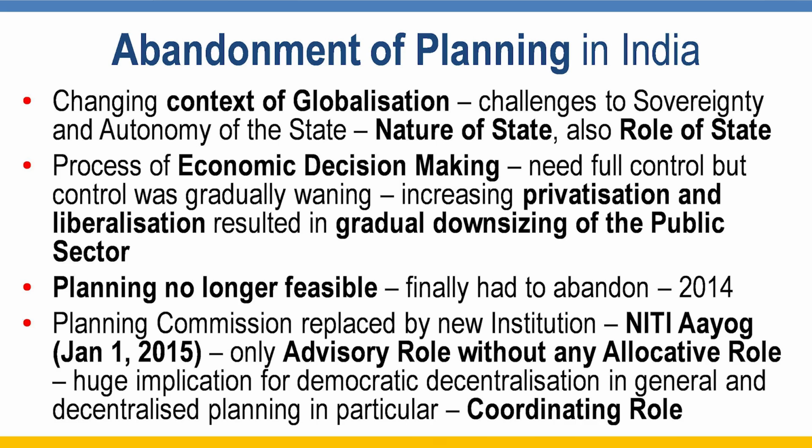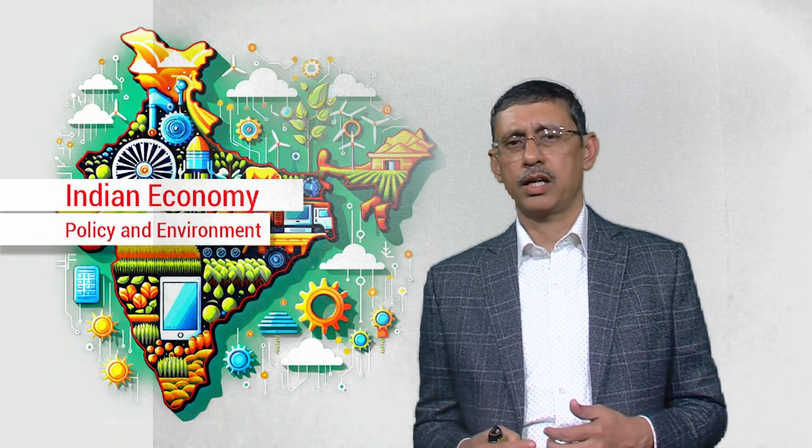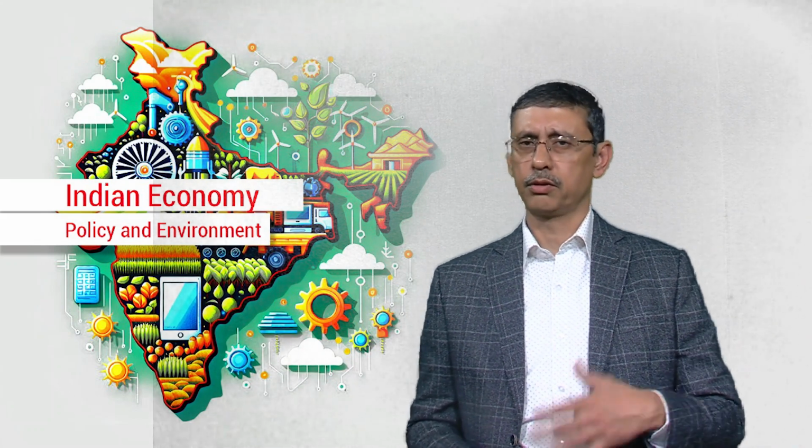And in 2014, the institution of the planning commission was replaced by a new institution called NITI Aayog, on January 1st, 2015. Now, the basic difference between NITI Aayog and the erstwhile planning commission comes from its role. NITI Aayog is an advisory body. It has an advisory role. It does not have an allocative role. The planning commission had an allocative role. So this has made a huge implication for democratic decentralization in general and decentralized planning in particular. So therefore, we will discuss this part in more detail in subsequent videos, and we will see how these things are very important to understand the overall environment of development in the country.